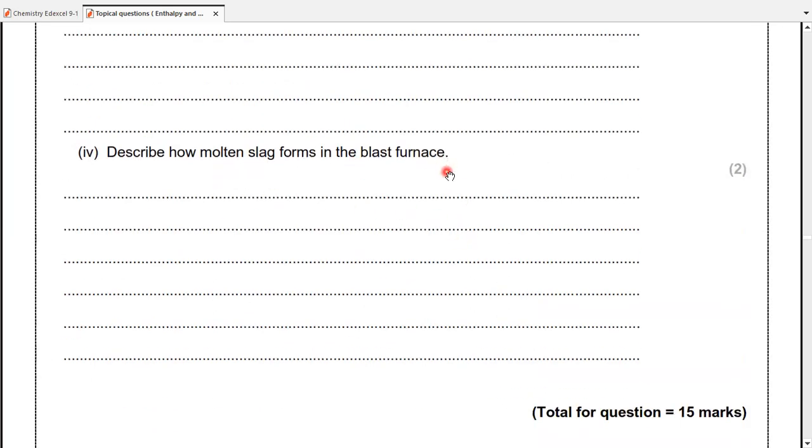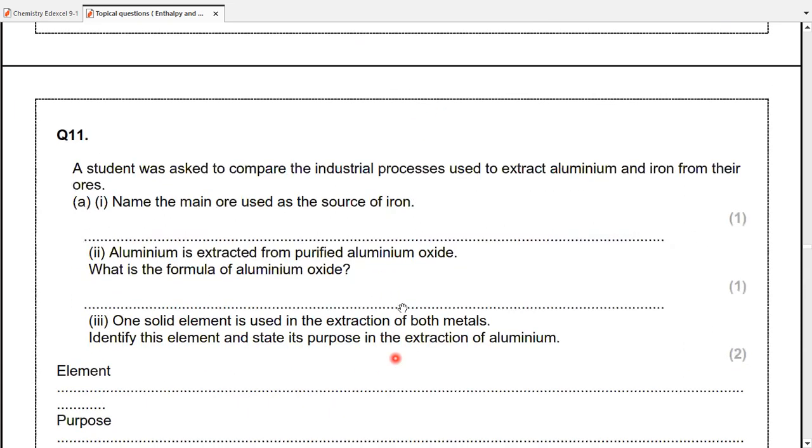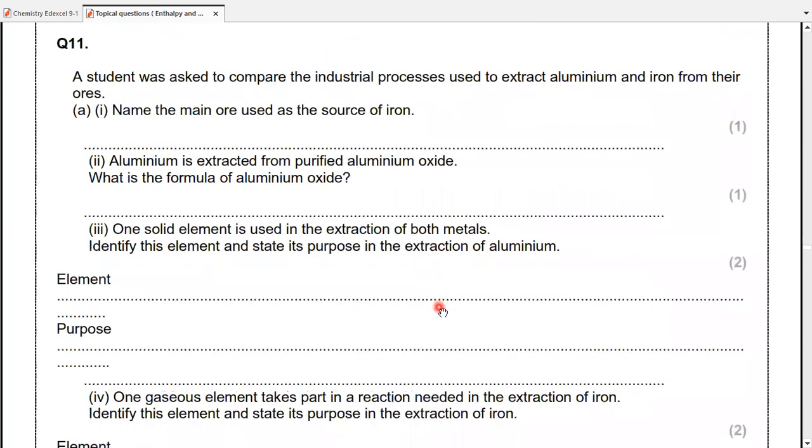How does molten slag form in the blast furnace? That's not even given in the book. This must be an old paper. Main source of iron, hematite. Okay, that is hematite, and that is Fe2O3. That is the name of the iron ore. We have been using the word iron ore for this instead of calling it hematite all along.